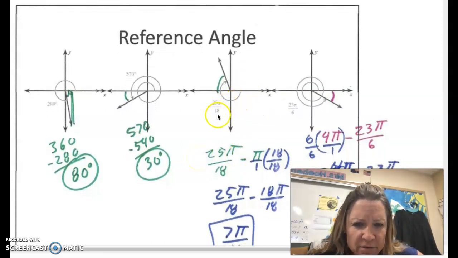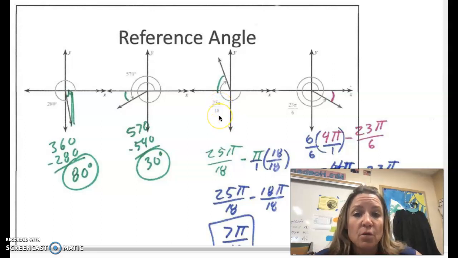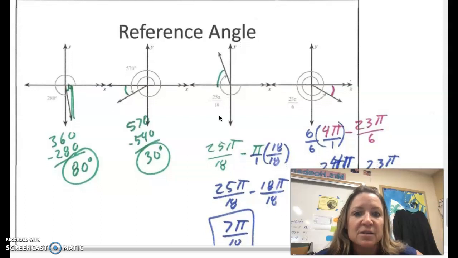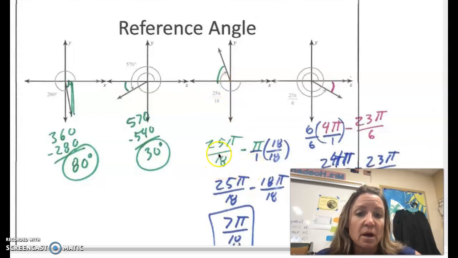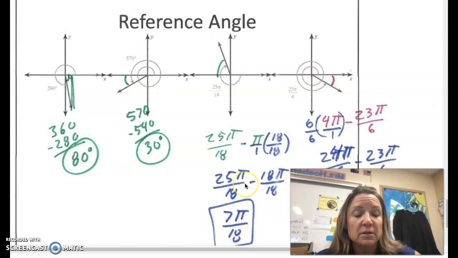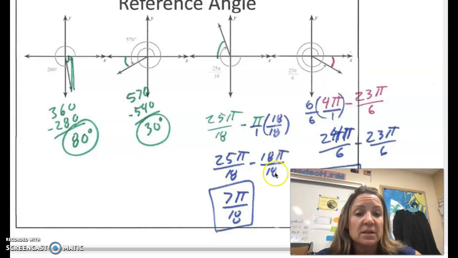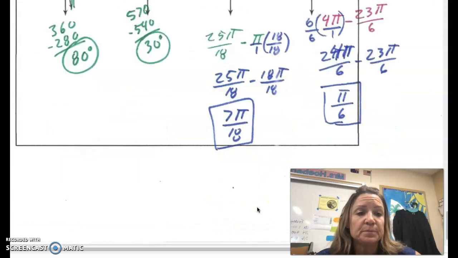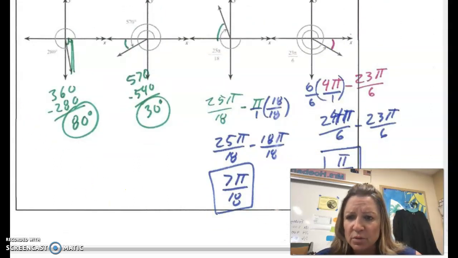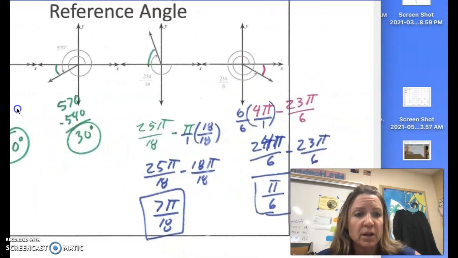The third one over, we have 25 pi over 18. Okay. So it's going to end us up in quadrant 2 over here, which is just past the pi reference angle here. And so we're going to subtract pi, but again, we need common denominators. So I'm going to multiply this fraction by 18 over 18, which makes it 18 pi over 18. And when we subtract 25 pi minus 18 pi, we get 7 pi. So the reference angle there, just this green part, is 7 pi over 18. And let me move this over a little bit. There we go.